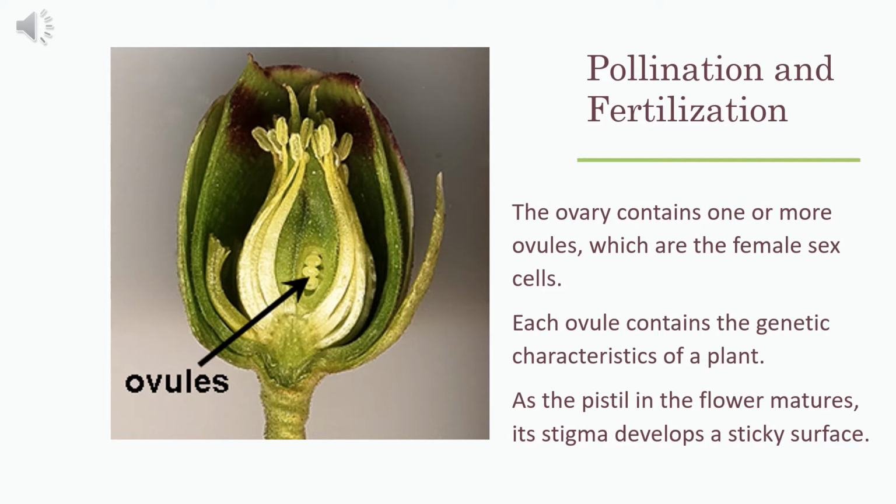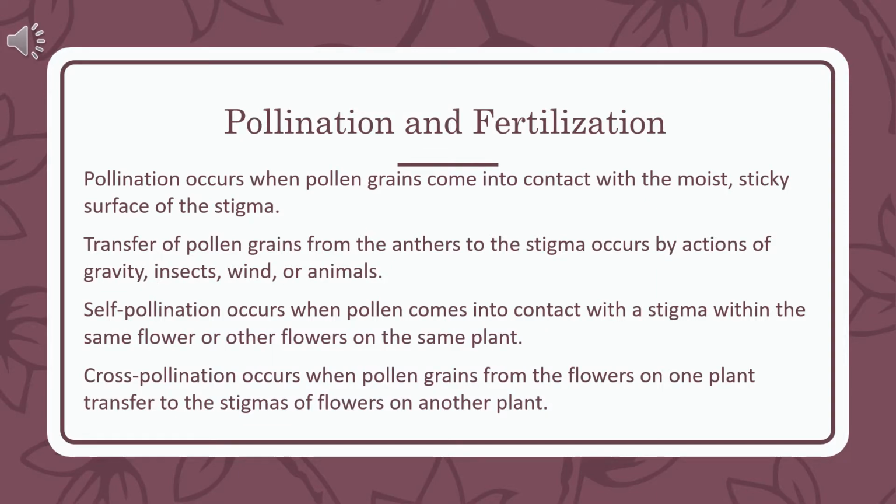Just like the pollen grain, the ovule contains all of the genetics of that parent plant, and the flower and the reproductive organs have reached maturity when the stigma becomes sticky. Pollination itself begins when a pollen grain comes into contact with the moist, sticky surface of the stigma. This can happen through mechanisms of gravity, insects, wind, or animals.